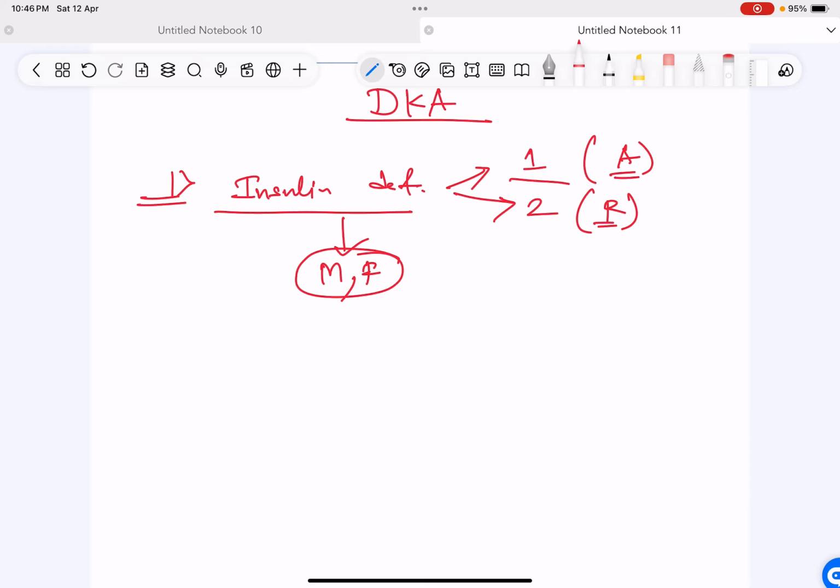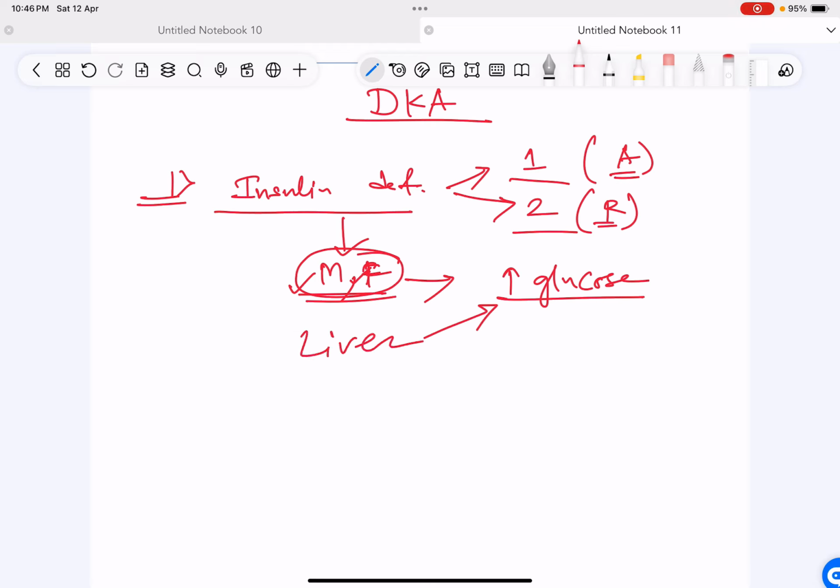We know in type 1 it is absolute, in type 2 it is relative, and in this condition, when there is insulin deficiency, muscle and fat, which are insulin dependent tissues, will not be able to take up the glucose inside them. As a result, there will be increased circulating glucose levels in the blood. Also, your liver will start producing glucose, and that will also result in hyperglycemia.